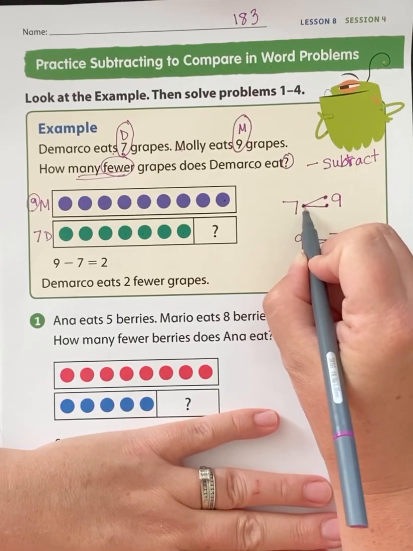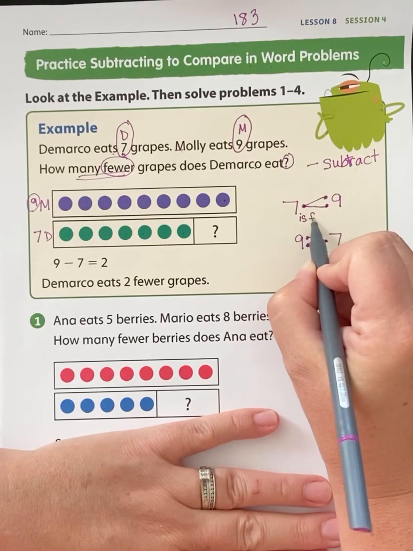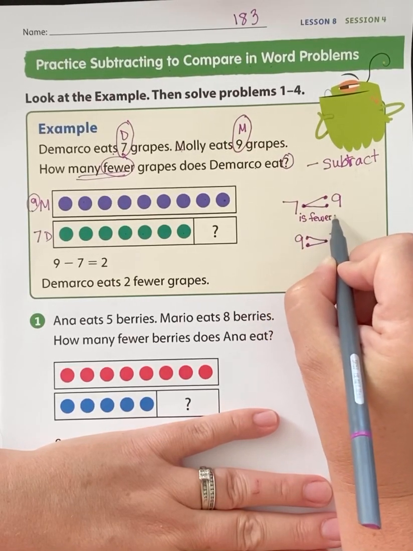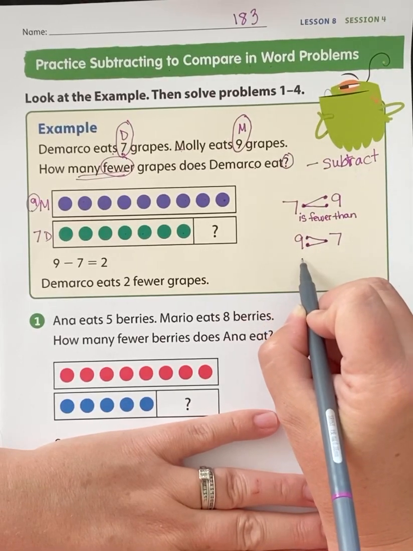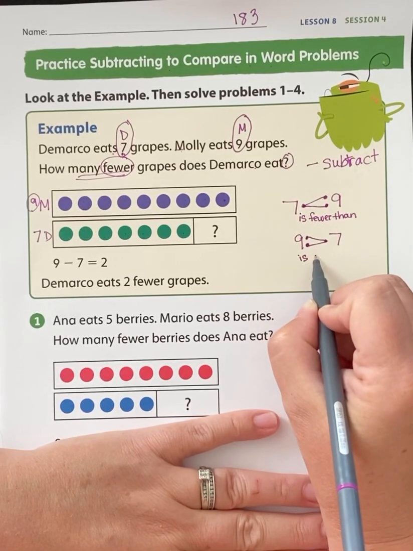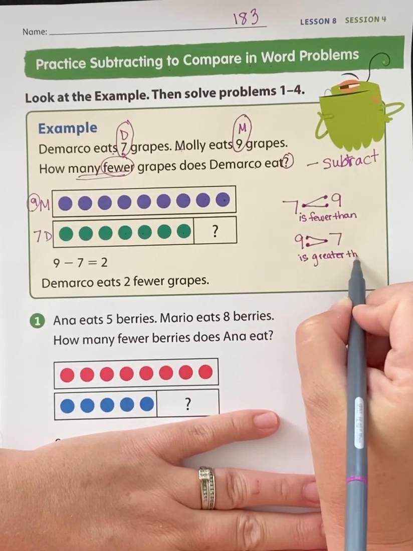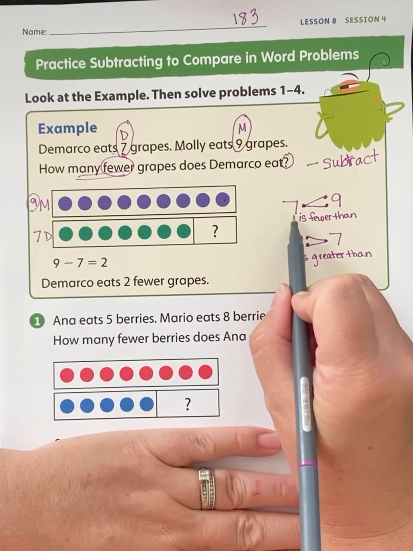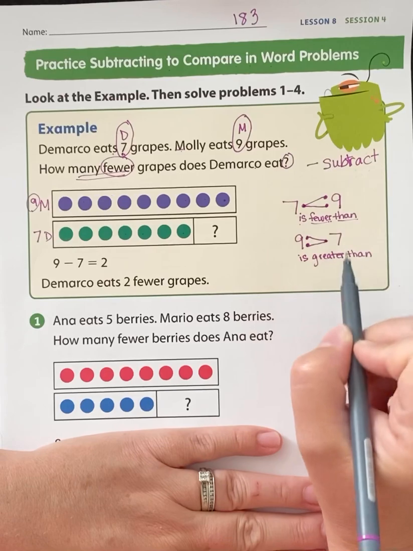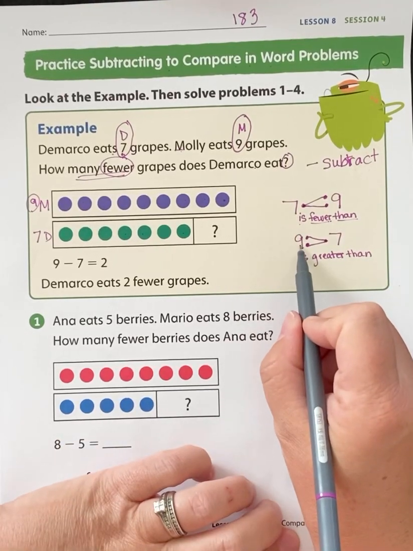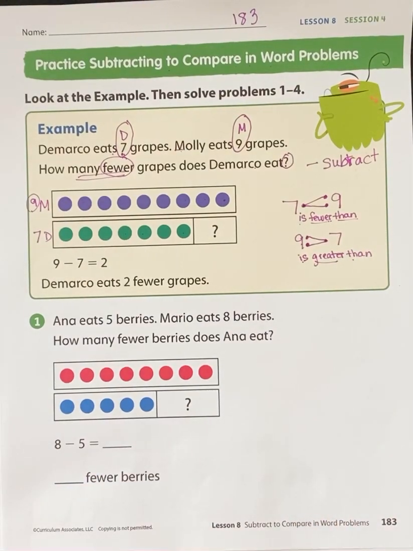When we have 1 dot on the left side, it means is fewer than. When we have 2 dots on the left side, it means is greater than. So let's read this. 7 is fewer than 9. Let's read this way. 9 is greater than 7. Okay?